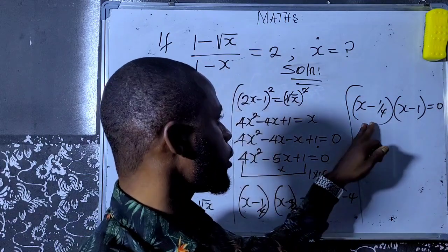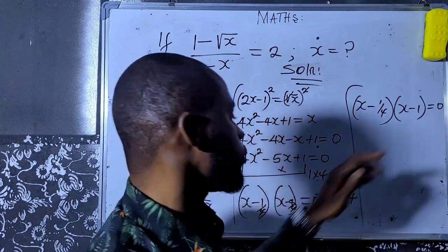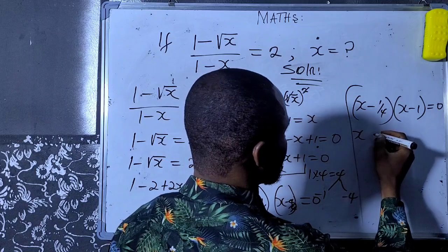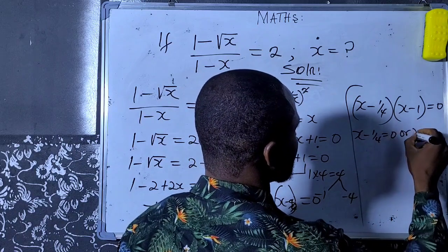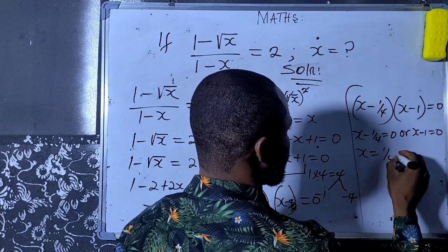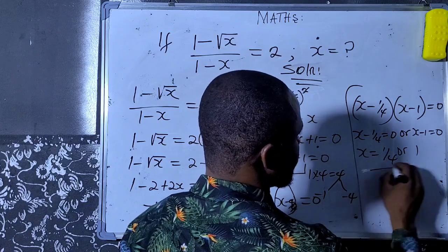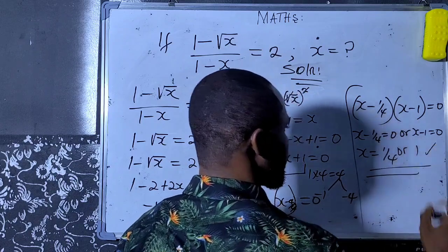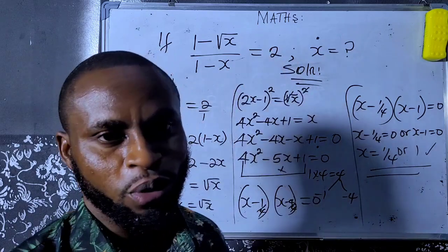Then it is either this equals 0 or this equals 0. Therefore, we have that x minus 1 over 4 equals 0, or x minus 1 equals 0. Therefore, x equals 1 over 4 or x equals 1. And these are the possible values of x that will satisfy this given equation here on the board.